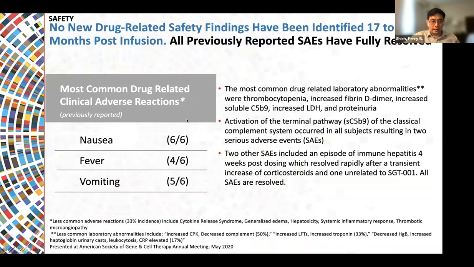So these are the safety data. There's nausea, vomiting, and then the complement activation in two patients that's been seen.